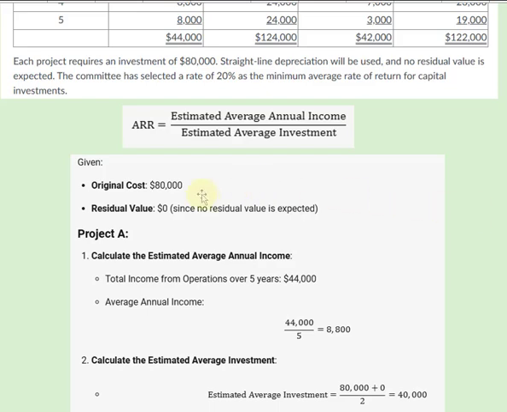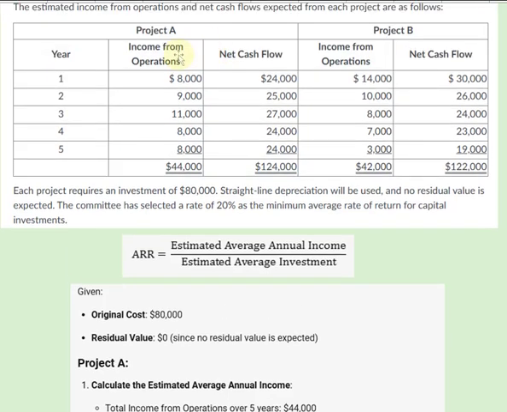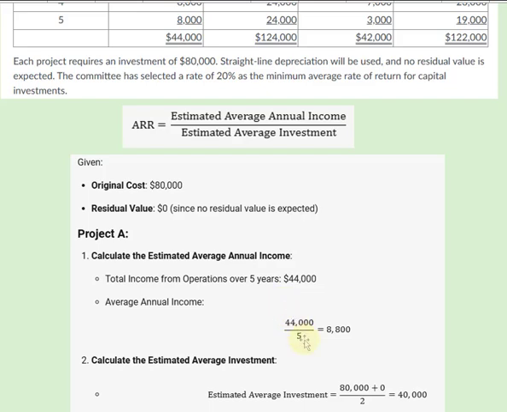Okay, so they gave us $80,000 as the cost. They gave us a residual value of 0. So if we want to calculate the estimated average income, first we take the $44,000, that's the total income, right? If we slide back up, that's income from operations. So $44,000 for project A, divided by 5 years, you get $8,800. That's your average annual income.